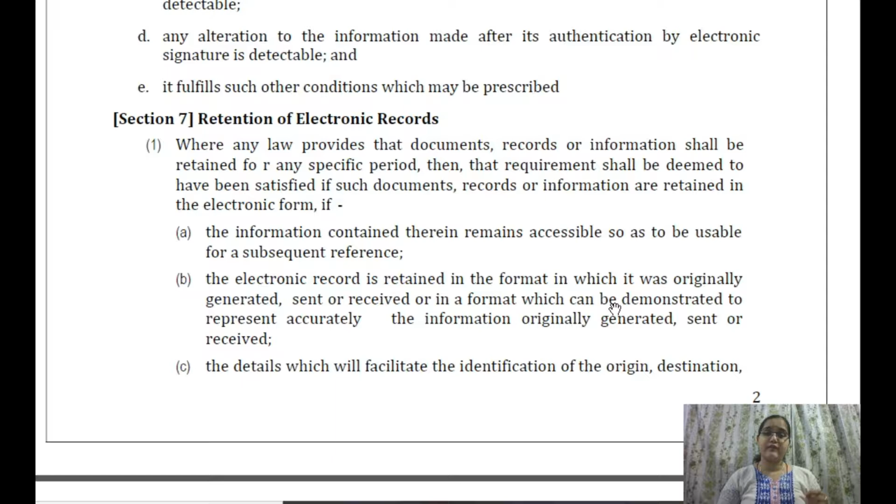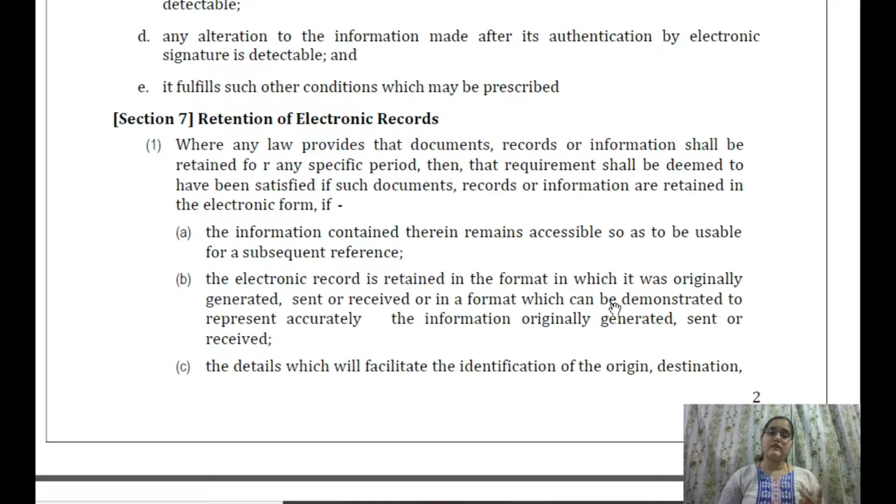What do we have to take care of for retention of electronic records? While maintaining the retention of electronic records, you must see that the information contained in them remains accessible so that it can be used for subsequent reference. Means when you are storing the electronic record, you must also see that the information present in it is accessible for subsequent reference. The electronic record is kept in the format in which it was originally generated, sent or received, or in a format which can be demonstrated to represent accurately the information originally generated, sent or received.